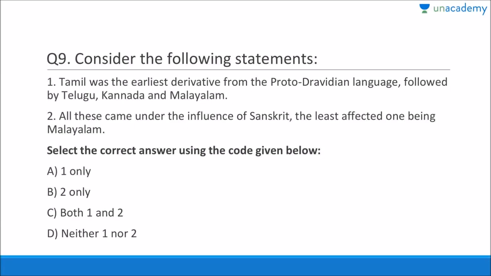like trans fats, etc. Question number 9, Tamil was the earliest derivative from the Proto-Dravidian language, followed by Telugu, Kannada and Malayalam. So this statement is 100% correct.